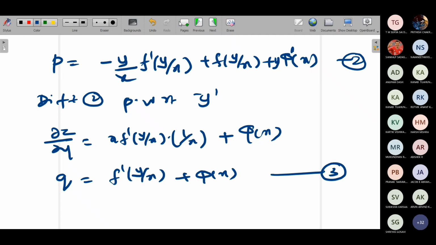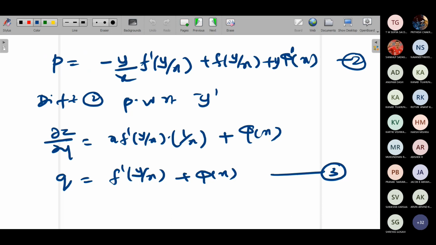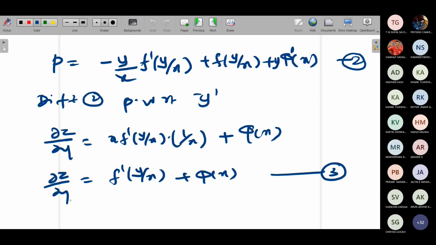Okay, fine, no issues. So we'll differentiate 3 partially with respect to y. When you differentiate 3 partially with respect to y, I will write it as dou z by dou y itself. This is y itself, because I'll tell you the reason. Standard notations are there, right? For y we don't have a notation. So what we will write is dou z by dou y.